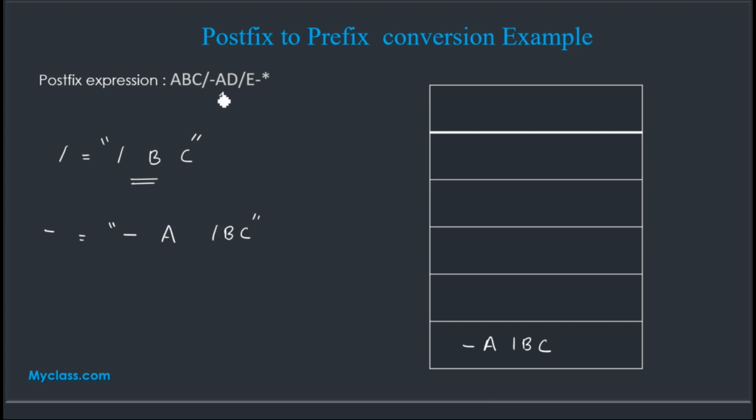Here, now we want to scan A. A is an operand, so we push it into our stack. D is also an operand, we push it into our stack. Now there is an operator, division. So for division we want to make a string like this, division D, with the first popped character here and the second popped character here.